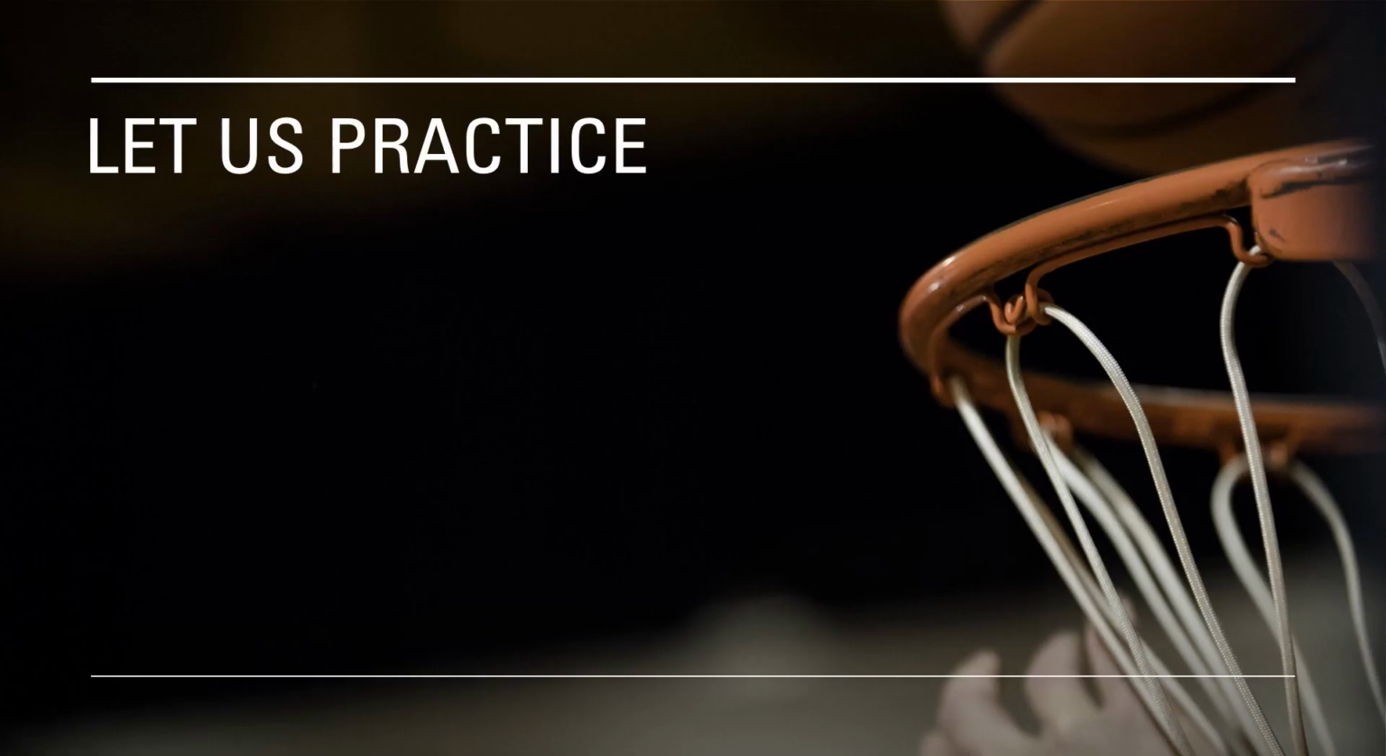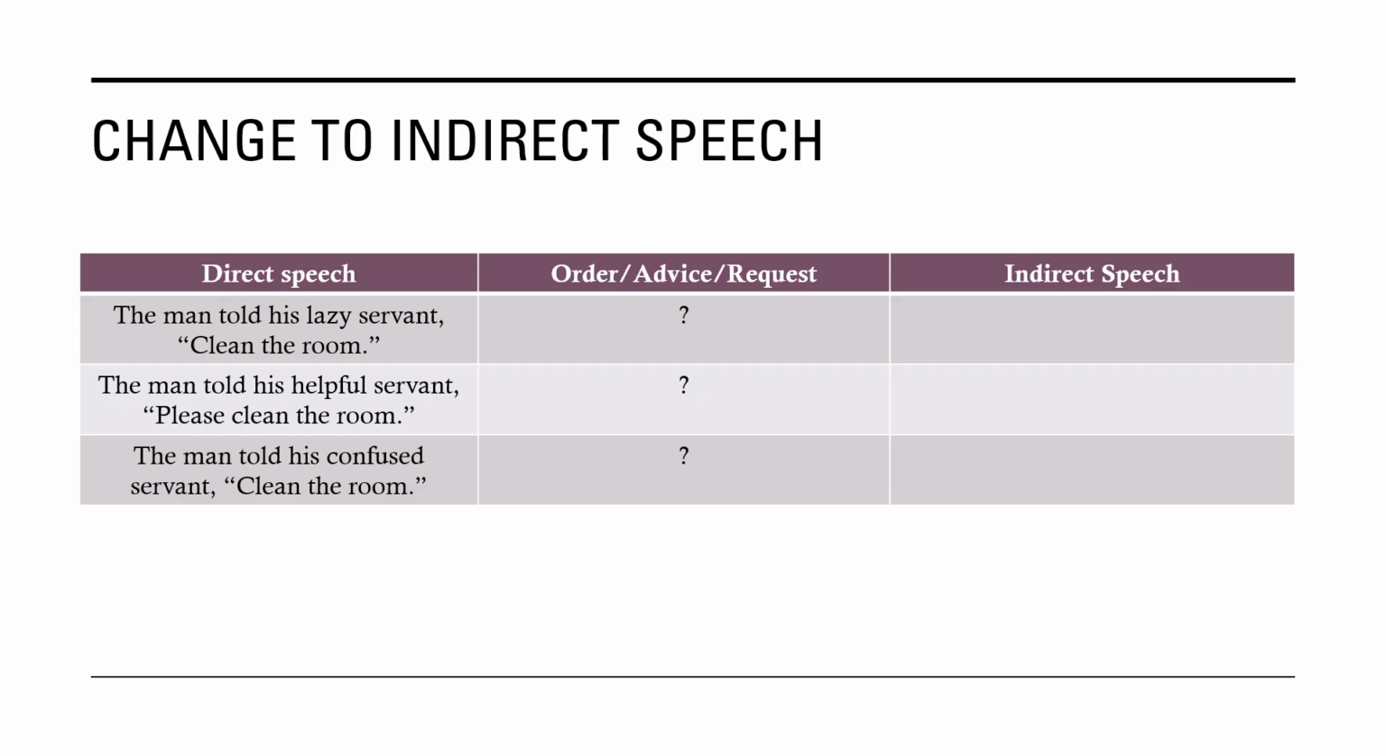Let us do some more practice. Here are 3 sentences. The man told his lazy servant, "Clean the room." The man told his helpful servant, "Please clean the room." The man told his confused servant, "Clean the room." So in all these 3 direct speech, the same words are being said, clean the room. But how it is being said is different. So, can you identify whether it is an order, an advice, or a request?